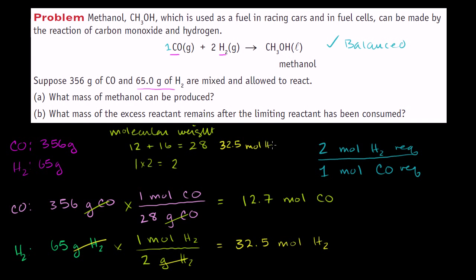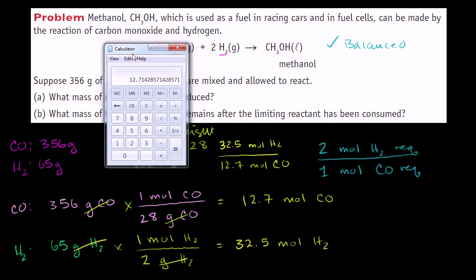Moles of hydrogen. And we're given 12.7 moles of carbon monoxide. So if we were to just divide this, what is this? I guess you could imagine dividing the numerator and the denominator by 12.7, or just dividing 32.5 by 12.7. What do we get?